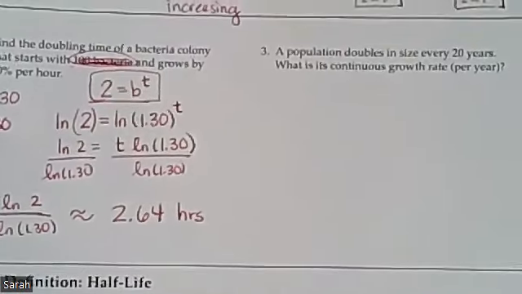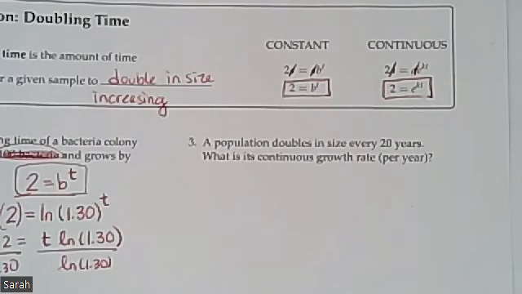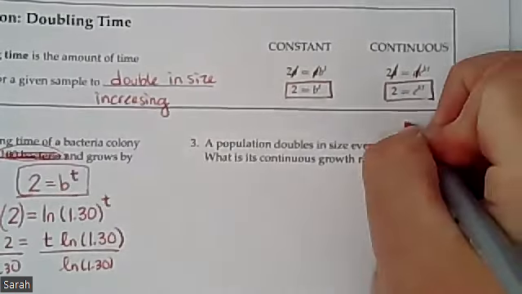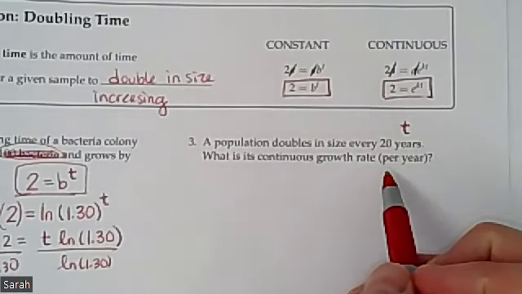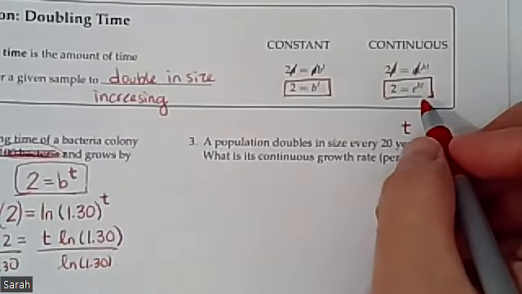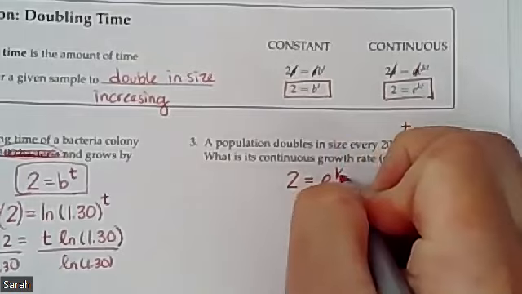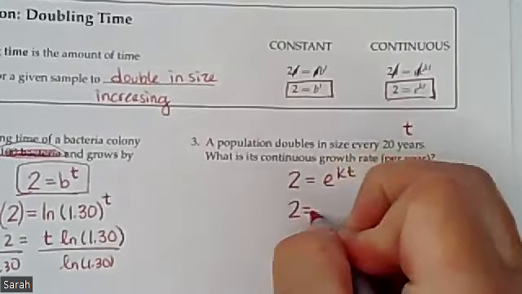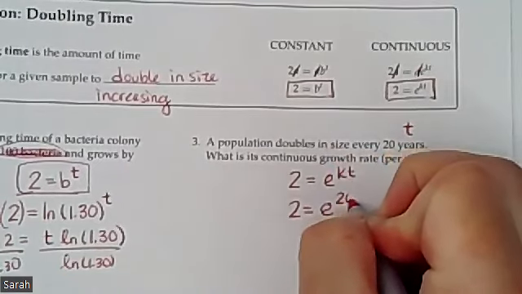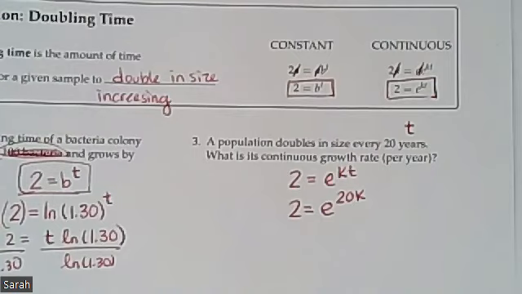All right, so let's look at an example that uses a continuous growth rate. This one says the population doubles in size every 20 years. So they're giving us a time, there's our T, and they want to know what is its continuous growth rate per year. Continuous is telling me I'm going to use 2 is equal to E to the K T, and I know that my T is 20. So I get 2 is equal to E to the 20K. K is what I'm solving for here, my growth rate.